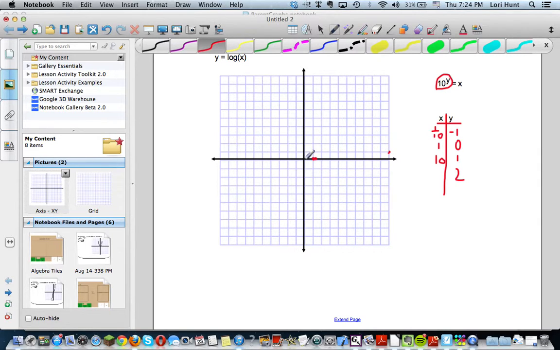But I notice that when x is 1/10, y is negative 1 here. And so my graph, when I graph that, is going to curve around. And this is going to continue going down. It's never going to touch this y-axis, but it's going to keep creeping along it.